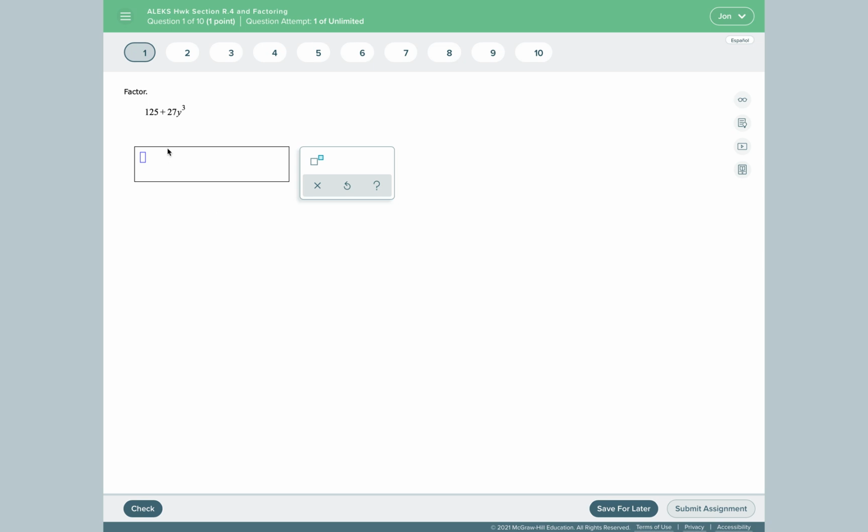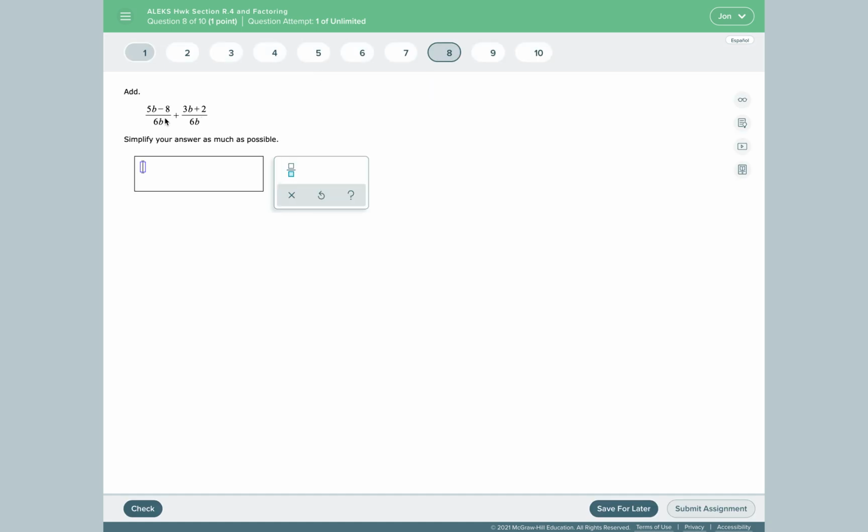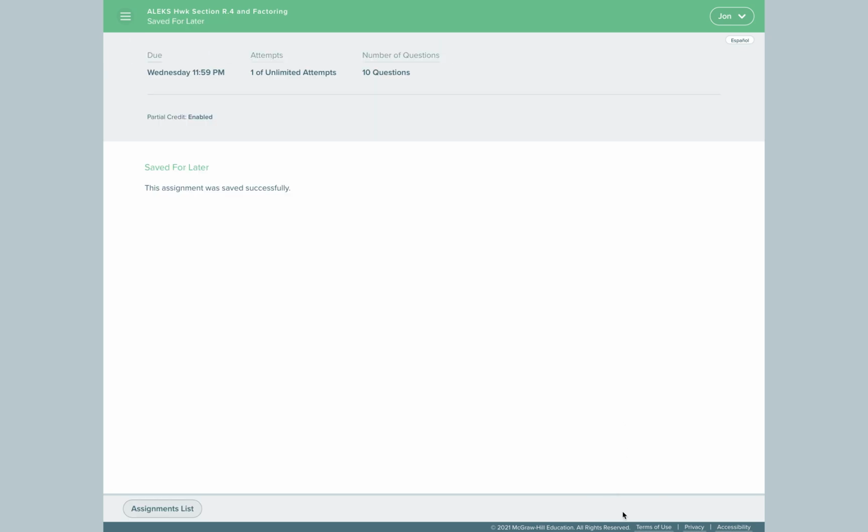And say if you're in the middle of doing something and say, you know what, I don't feel like factoring a sum of cubes. I'd rather go to, let's try another problem where you might be looking at combining ratios that have the same denominator. And so you're about to work on this and then something comes up and you cannot finish in one sitting. Well, do not worry about that, because you can save this assignment for later and then just re-access it at a more convenient time.